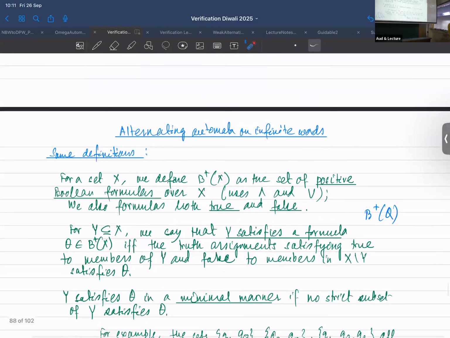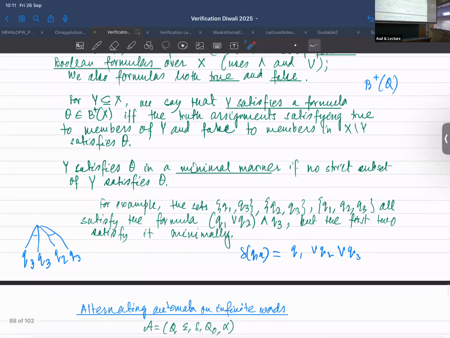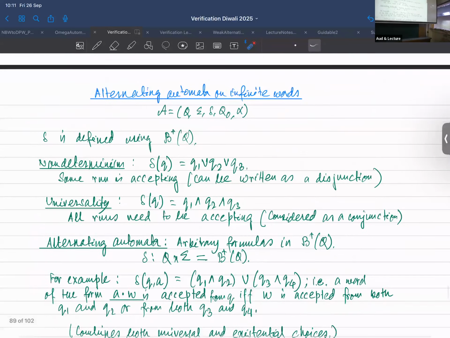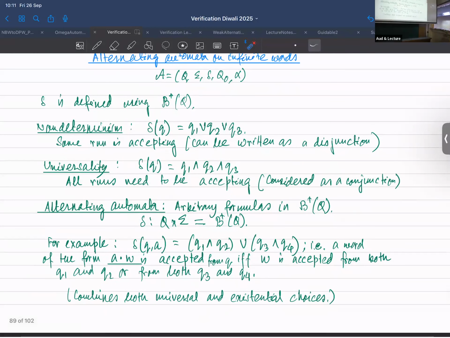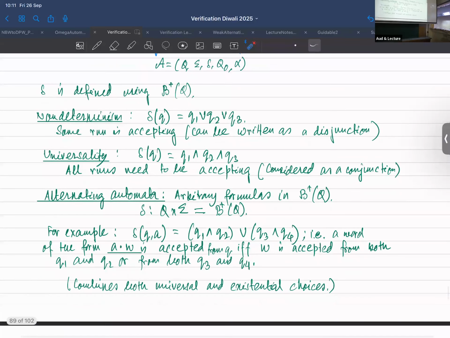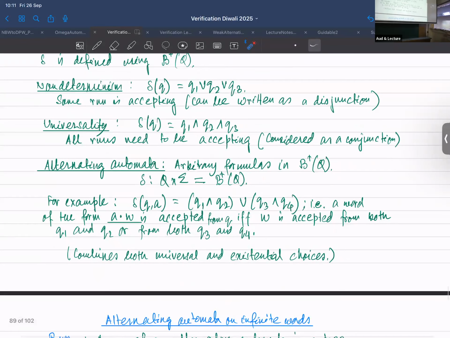Okay, good. So we were talking about this satisfying in a minimal manner, and this is what I said in the beginning itself. If you have non-deterministic transitions, you can say that delta of Q is Q1 or Q2 or Q3. Then you may say some run is accepting. It's like the standard non-deterministic existential states in a non-deterministic automaton. It can be written as a disjunction, and universal states, where from all successors you have to accept, can be written as conjunctions like this. And here we are considering arbitrary Boolean formulas.